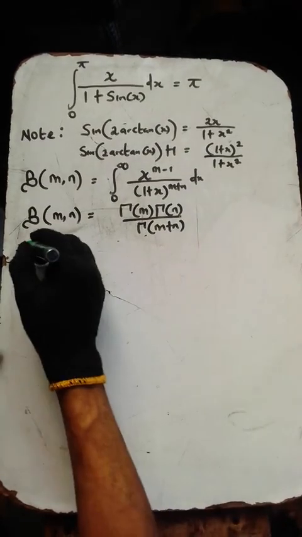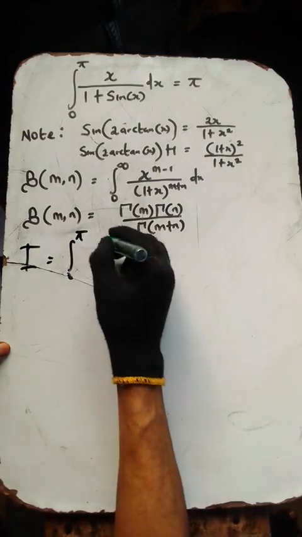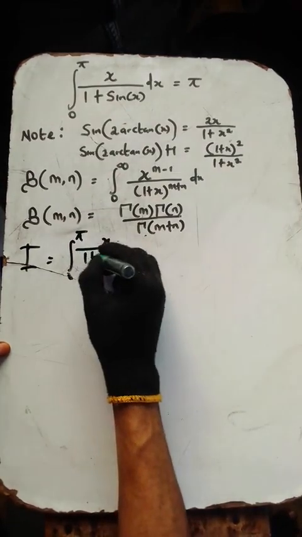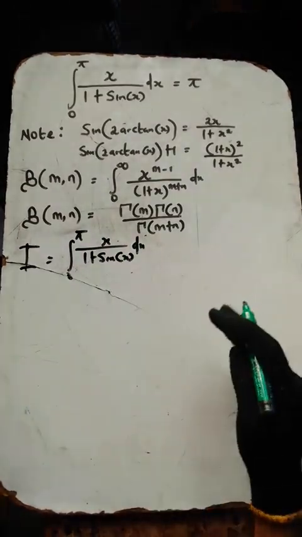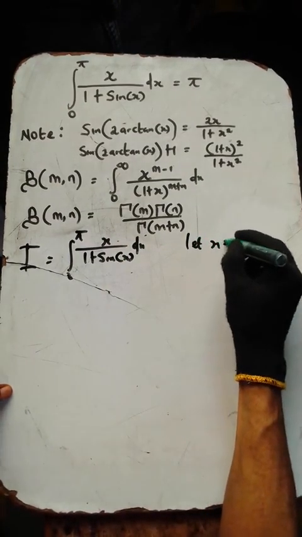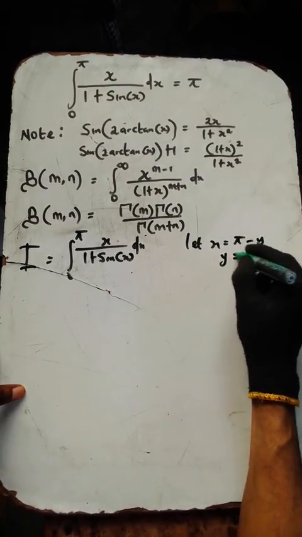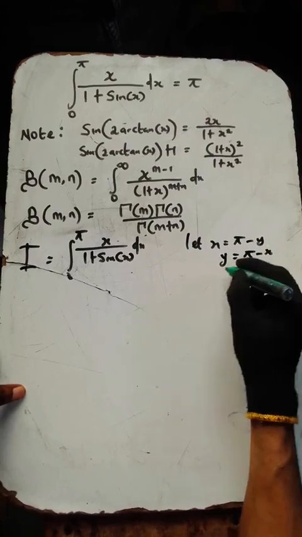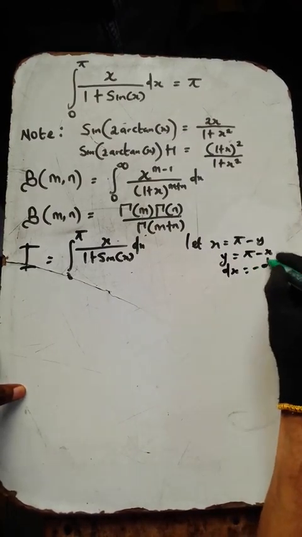So let's get started. Now, denoting this integral as I, the integral from 0 to pi of x all over 1 plus sine of x dx. Let's take this substitution, and this is just King's rule. So we can say let y equal to pi minus x, then dx from here is equal to minus dy.